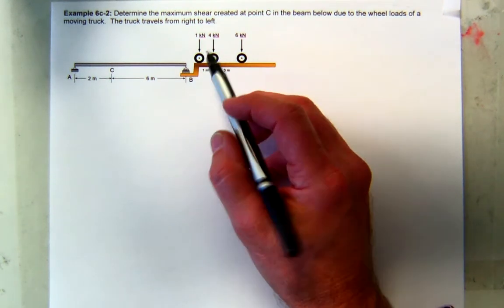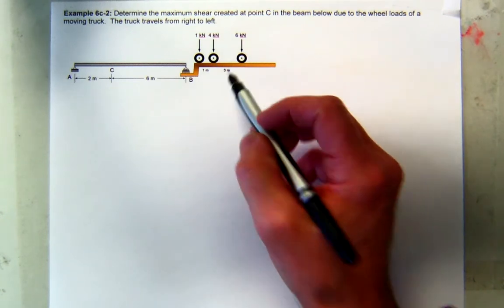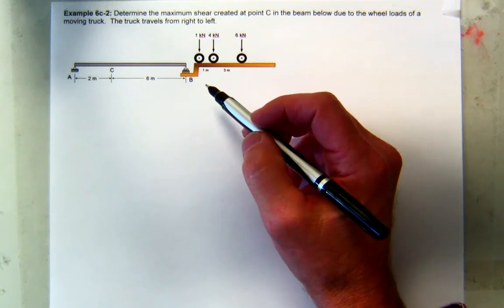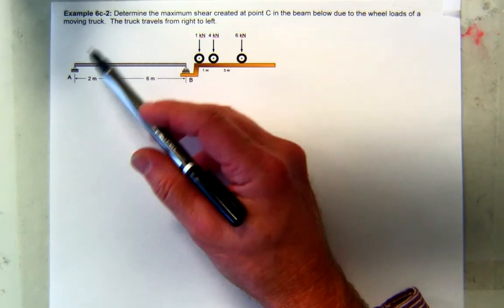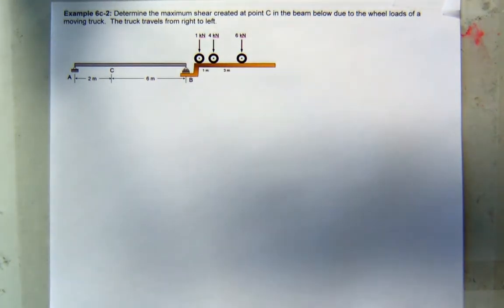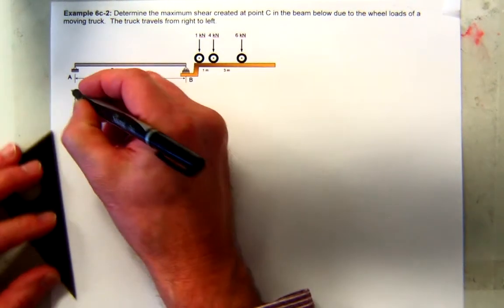And you can see the loads, 1 kilonewton, 4 kilonewtons, 6 kilonewtons, and then 1 meter and 3 meters. So we have 3 loads in our set, so we're going to have to check 3 cases. The first part of this would be to find the influence line for the shear at C. So we can use Mueller-Breslau to help us with that.